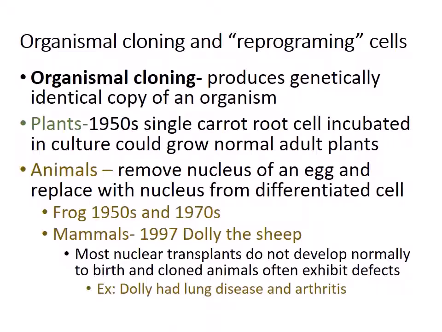Animals, on the other hand, are a whole lot trickier. This requires removing the nucleus of an egg and replacing it with the nucleus from a differentiated cell. In the 1950s and 70s, they had some luck with frogs on that. And in 1997, Dolly the sheep was the first sheep that was cloned, and obviously she was a mammal. But it's important to note that most nuclear transplants, including Dolly, don't develop normally to birth, and cloned animals often exhibit defects. So Dolly had lung disease that was really not common in young sheep. It was common in much older sheep, and she also had arthritis.